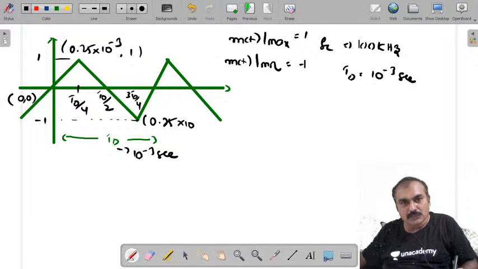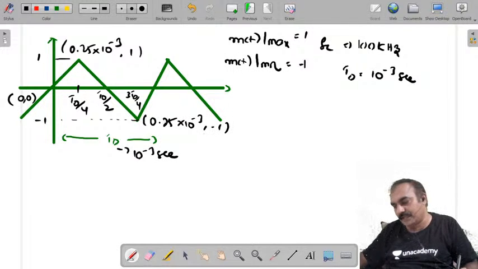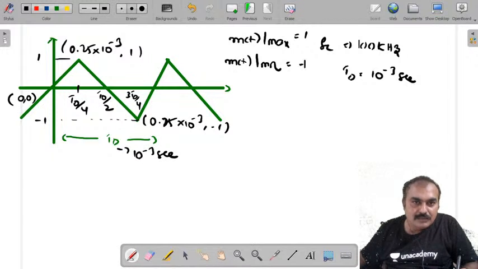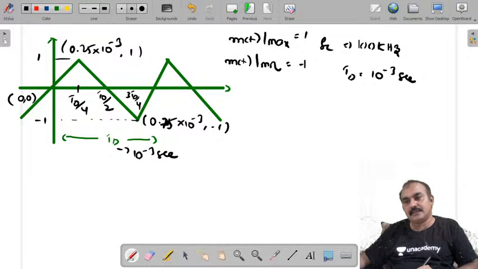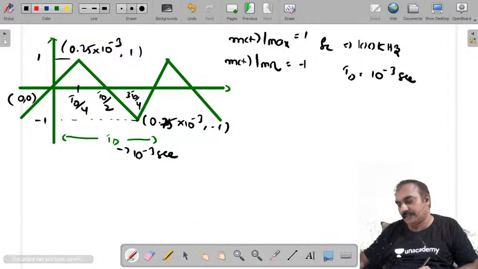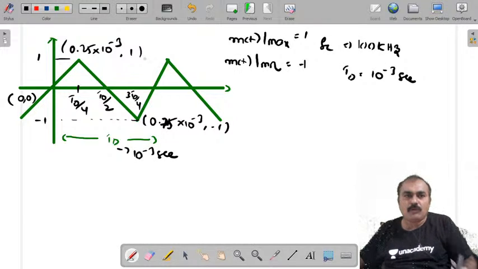0.75 into 10⁻³, comma -1. Okay, this is also the value 0.75, my dear students. He has given all these. Is that clear? So, is that clear? 0.75 into this one. Okay, so he has given all these parameters and is asking one by one.